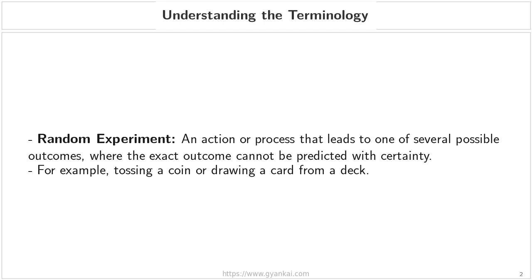First, we have the term random experiment. Now, don't let the word experiment intimidate you. In mathematics, a random experiment is simply any action or process that results in one of several possible outcomes, where we cannot predict the exact result with absolute certainty before it happens. Think of something as simple as tossing a coin or drawing a single card from a deck. We know what could happen, but we don't know exactly what will happen until the action is complete.